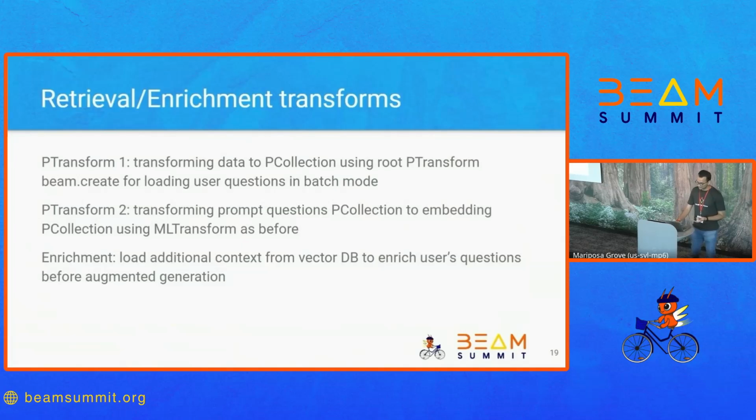So, like I told in the last slide, for PTransform one, we are just transforming the data to a PCollection using the root PTransform. For PTransform two, we are transforming from the text PCollection to an embedding PCollection using MLTransform as before. And in PTransform three, the enrichment, we are loading the additional context from the vector database to enrich the user's question before augmenting the user prompt.